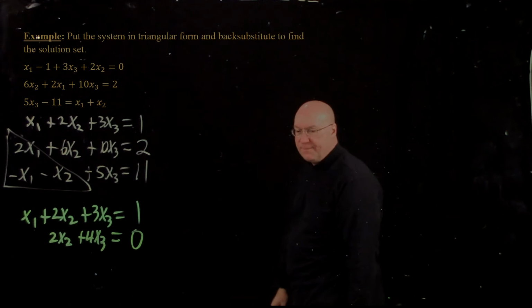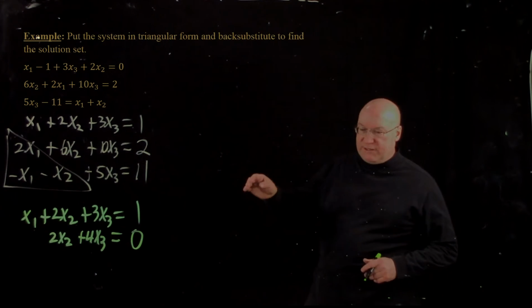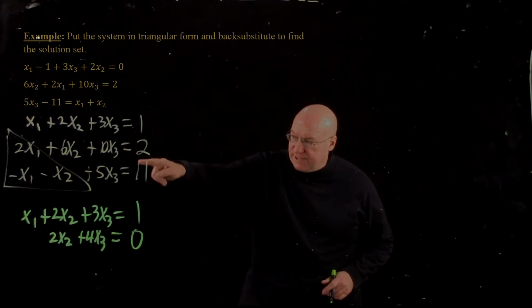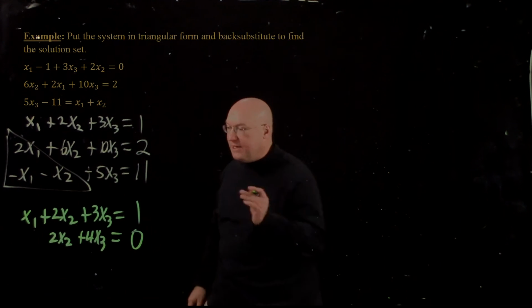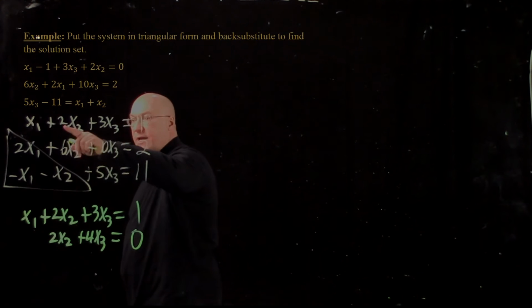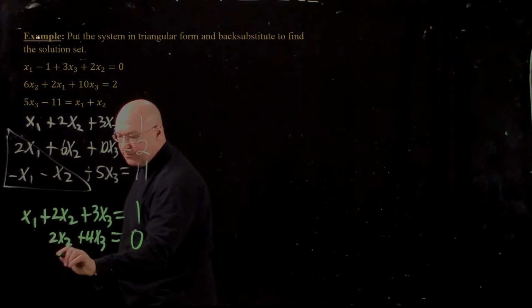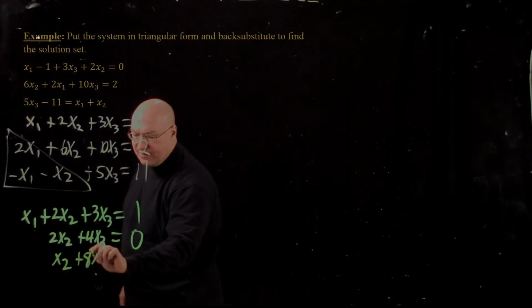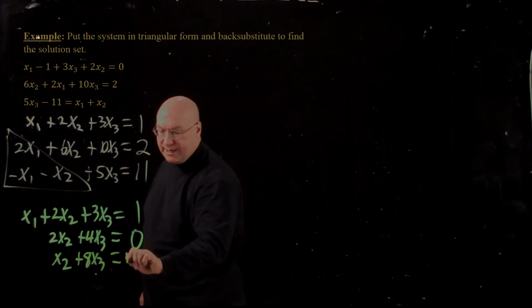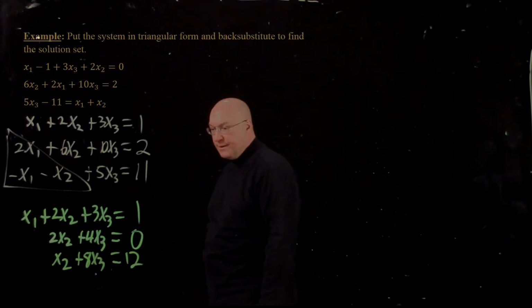All right? Now look, I just need to take the top one as is and add it straight down, right? And that'll wipe out that x1. So if I add it straight down, they're gone, and a 2x2 and a -x2 just gives me an x2. A 3x3 and a 5x3 gives me a positive 8x3, and if I add down, I get a 12.